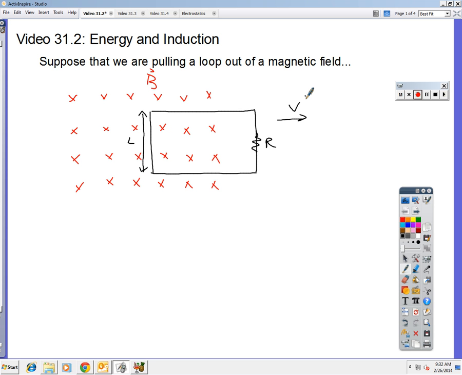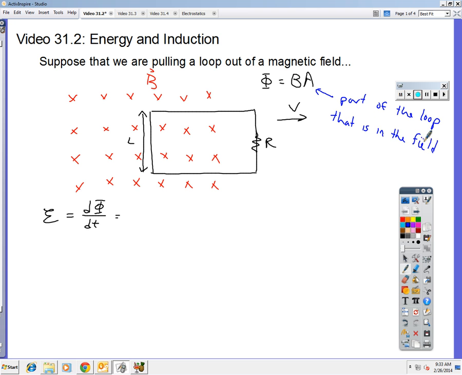Now because it moves out of the field, the number of field lines through it is changing, and so the flux is therefore changing. And the EMF is equal to the rate of change of that flux. And the flux is equal to the magnetic field times the area of the part of the loop that is in the field, and that is this area here. And we can call this distance x.